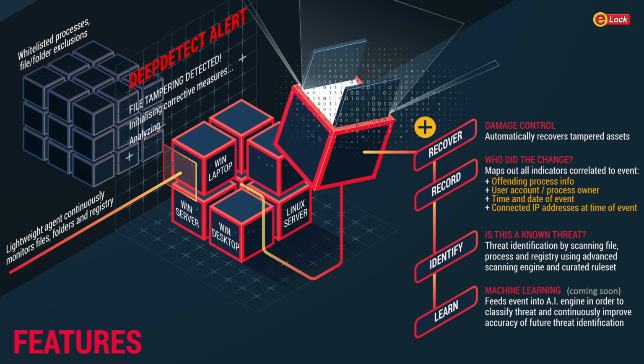and investigate the incident. At the same time, DeepDetect records and maps out various indicators related to the incident to help your team figure out who made the change and how it happened. These indicators are correlated and presented visually to speed up investigation. Certain known attacks can also be narrowed down immediately as DeepDetect uses powerful Yara scanning engine and a curated rule set to scan the offending files and processes related to a tampering event.